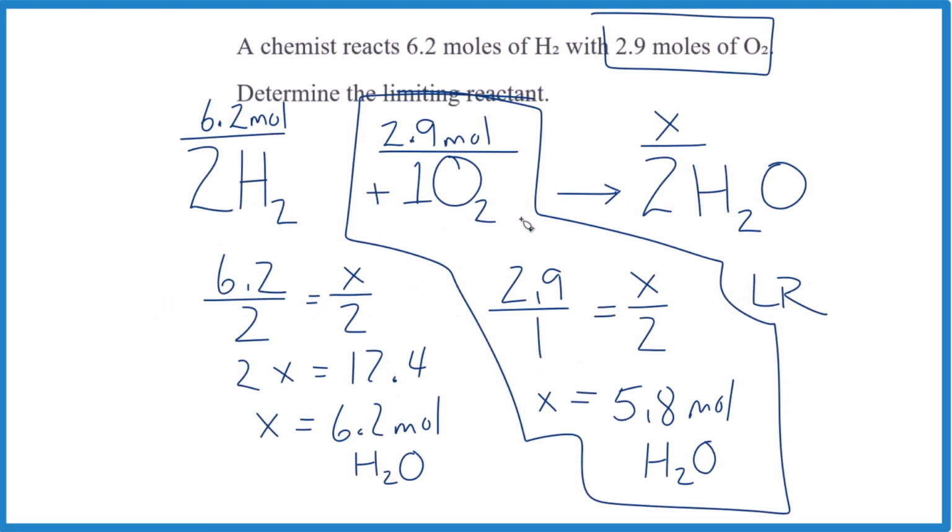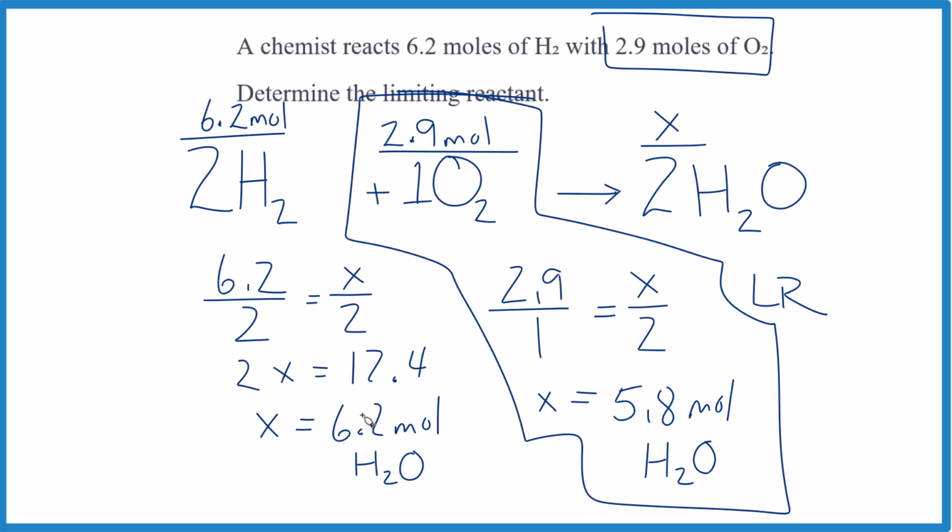And we figured out that the oxygen here, 2.9 moles of oxygen, that was limiting. Because when we ran the numbers here, it produced 5.8 moles of water. But with the H2, it produced 6.2 moles of water. So this is limiting how much we can produce. That means this is in excess. And we want to know how much H2 is going to be left over. That's what we need to figure out.